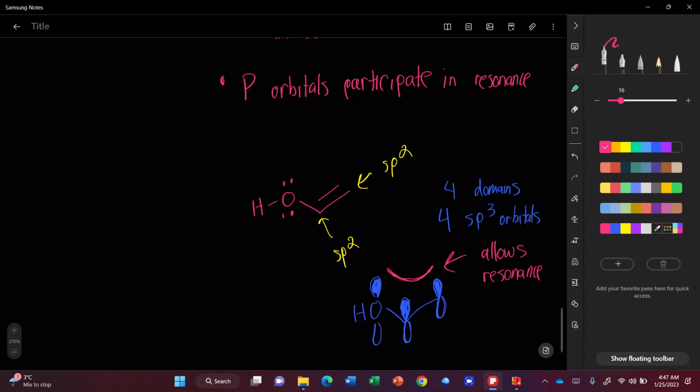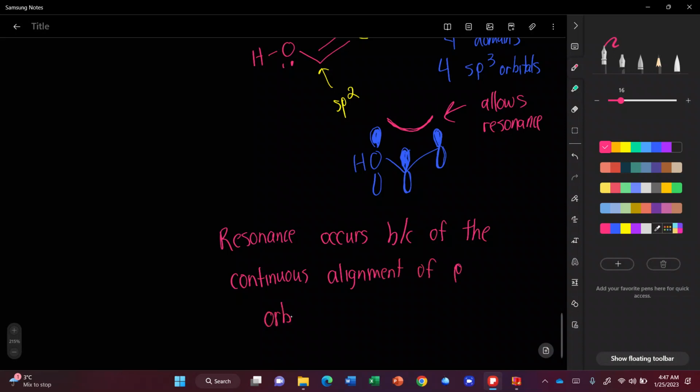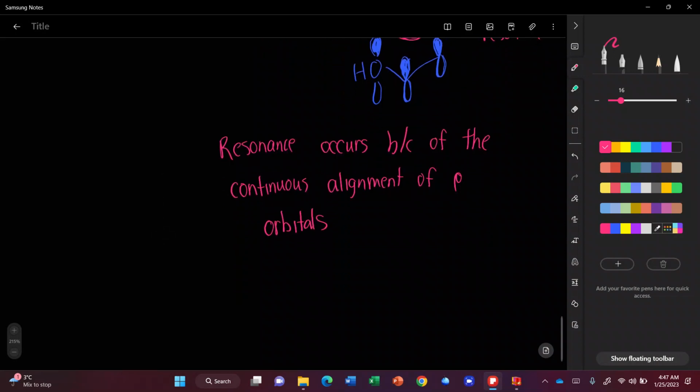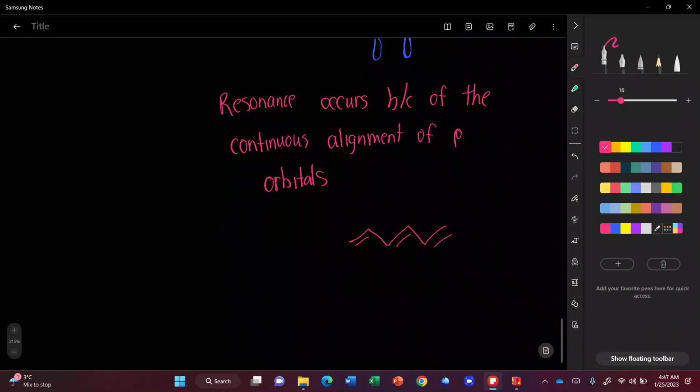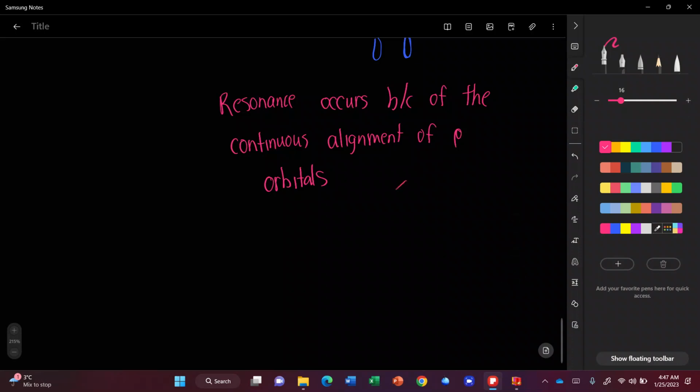So resonance occurs because of the continuous alignment of p orbitals. If you don't have a continuous alignment of p orbitals, you can't resonate. So, for example, let's do a classic one, let's do benzene. Benzene can resonate really well.